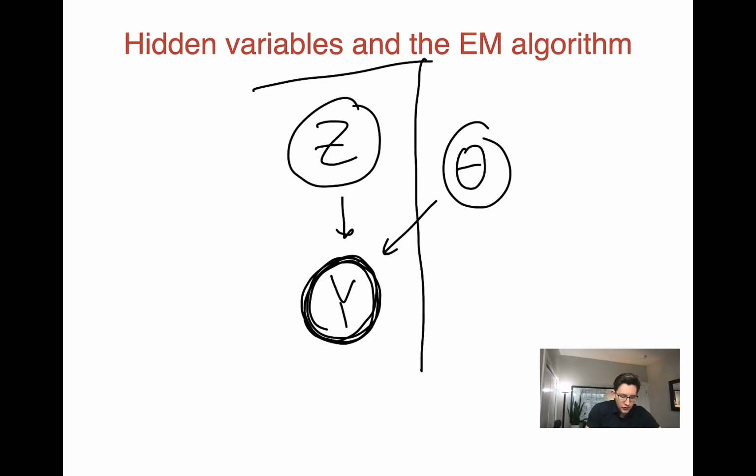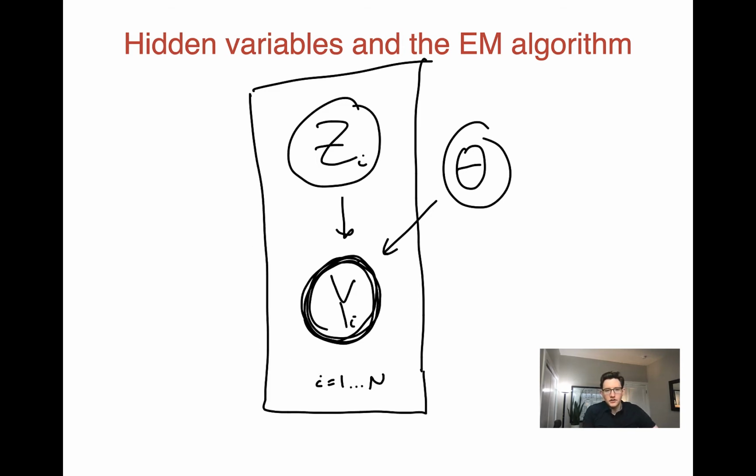And then I'm going to use a plate notation here. i equals 1 to n, zi, yi, to say that we have many examples, each of which has a z and a y. This tends to come up in cases that we might call unsupervised learning. So let's give some examples of when we see a setup like this.